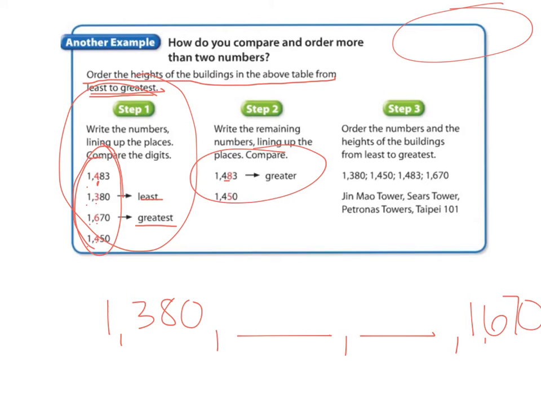And as I see, when I went to the tens place, 8 is bigger than 5. Therefore, I know that I'm going to put 1,450 first, and then 1,483. Make sure you always go back to the problem and see, do they want least to greatest or greatest to least? Biggest to smallest or smallest to biggest?